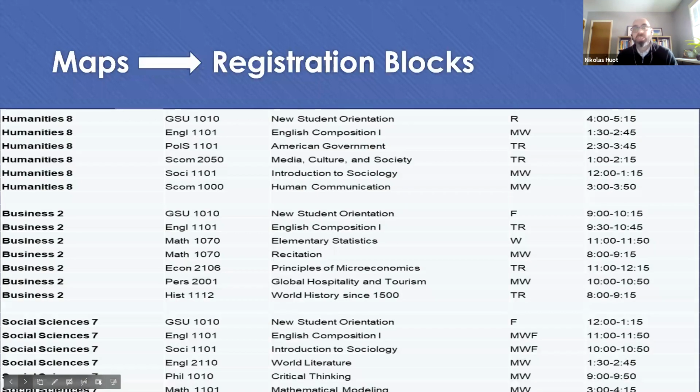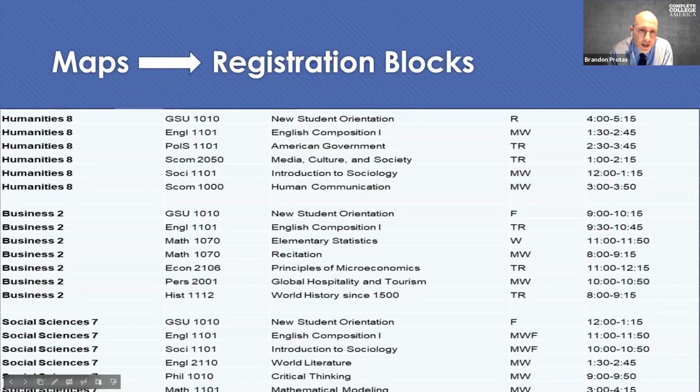Now, as we move from maps to registration blocks, right? This is a lot of text, but these are samples, and what we want you to see is the blocks of humanities that would be for one major, business would be another, and the social sciences would be another. You see the courses, you see the course titles, and you see the days of the week. What's particularly of interest is if you look all the way to the right, the humanities courses start from 12 and then go into the evening. For business, those are in the morning.